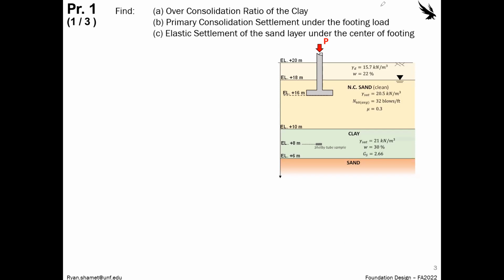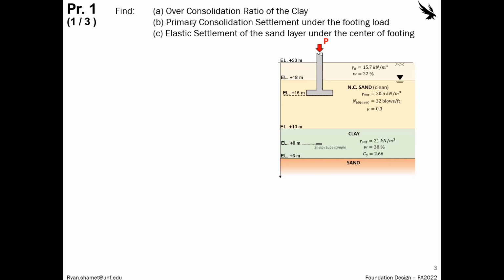Anyways, all right, so this first problem for your exam is a three-parter, where you're asked to find the overconsolidation ratio of the clay, the primary consolidation settlement under the footing load, and then the elastic settlement of the sand layer. This is only the sand layer under the center of the footing. So I gave you the consolidation test data.